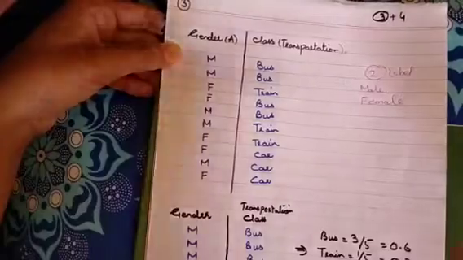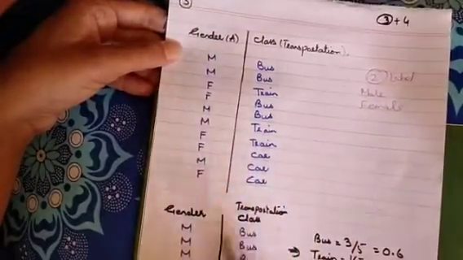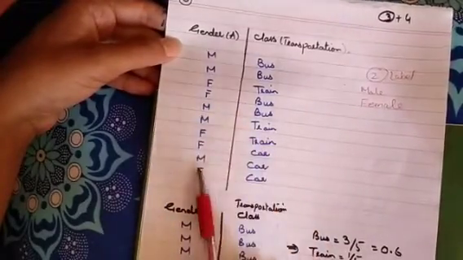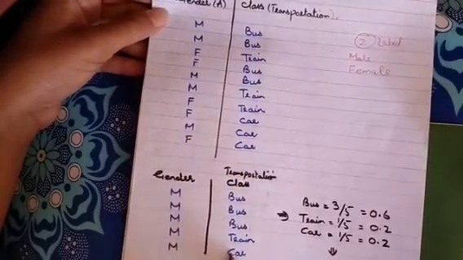Based on this, we will also write down the classes that are coming up. For this male it's bus, for male it's bus, here it is, for male it's bus, male it's bus, for again male it's bus, then for male it's train, and then it's car, for male it's bus, and then for male it's train, and then it's car.